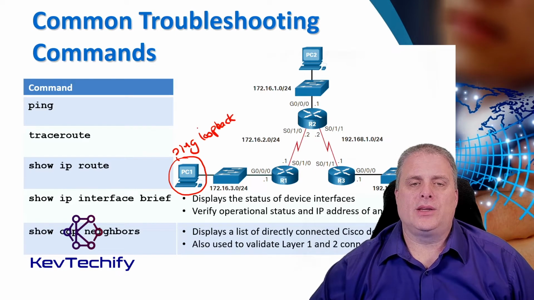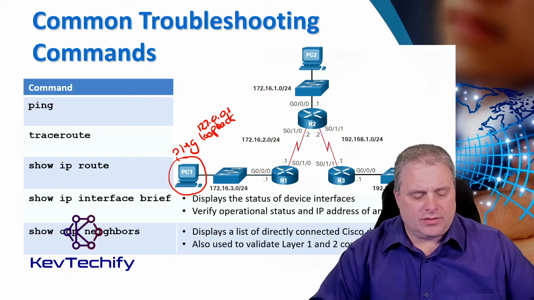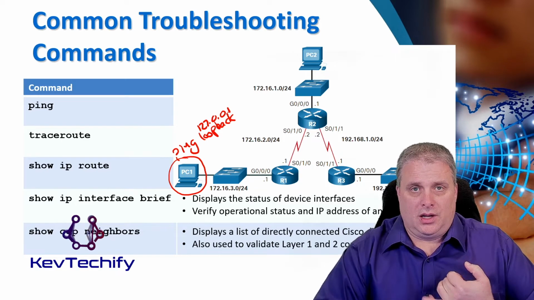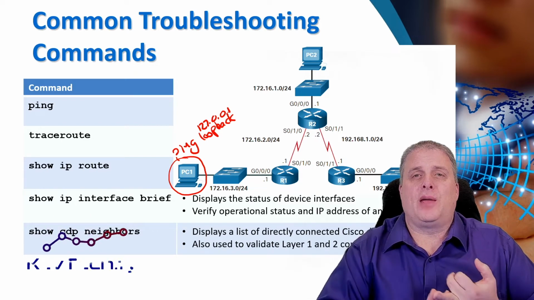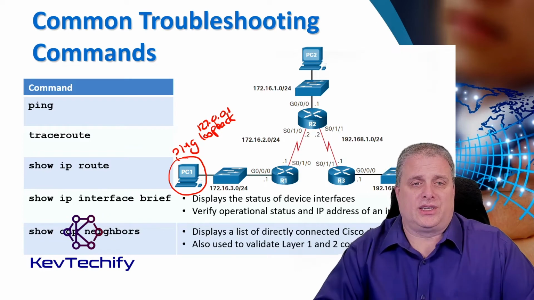Remember what your loopback is? That's 127.0.0.1. When you ping your loopback, that shows that you have layer 1 connectivity. It shows that your TCP/IP stack is installed and properly working on your operating system.